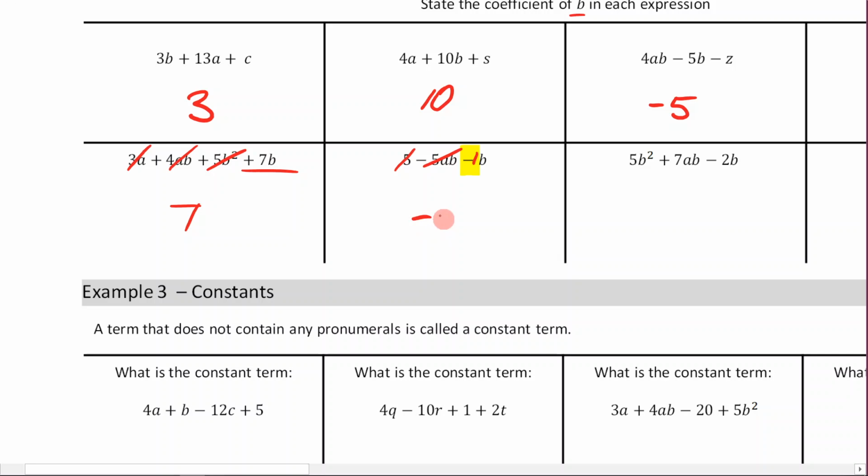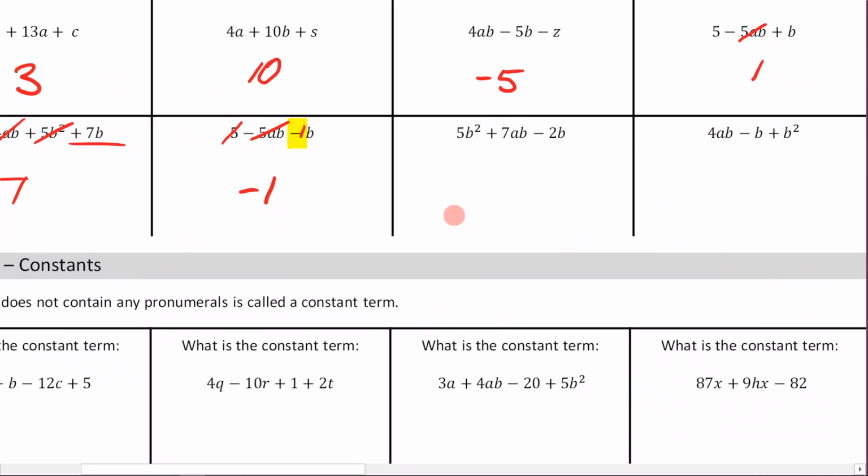It's going to be negative 1 there. All right, let's keep on going here. This is 5b squared plus 7ab. So I just want b by itself. So those don't count. And here is my b.